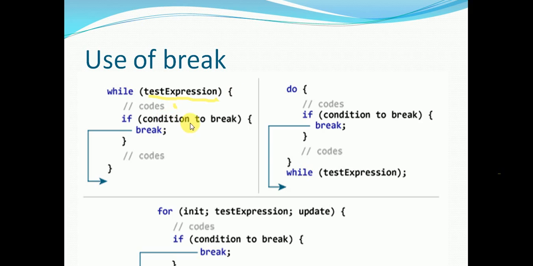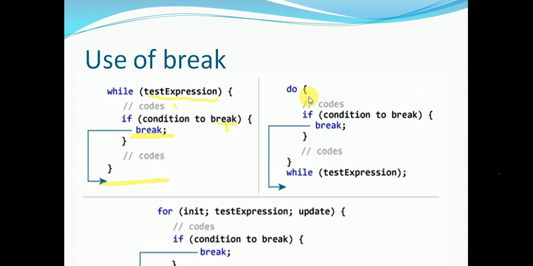Now here is the condition to break. Whatever condition you want to write, you have to specify it here. If this condition is true, then what we are writing? Break. That means this break will break the loop, then control comes to here. Continue means this will go back to the test expression. Break means control comes out of the while loop.